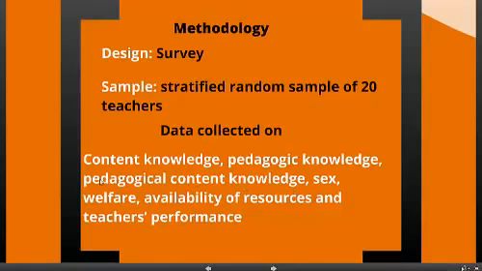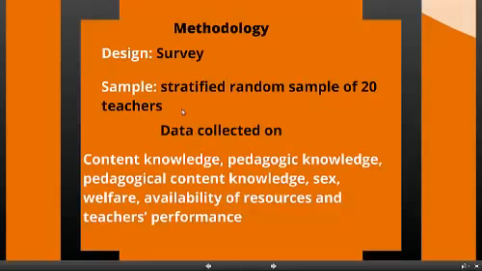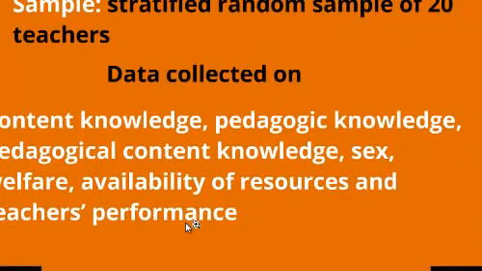It was a survey, and we had 20 teachers from a stratified random sample, and we collected data using a string of instruments on content knowledge, pedagogic content knowledge, sex, welfare, availability of resources, and teachers' performance. So we now have all this data to plug in into AMOS. So let's have a feel of the data. We've gone out there to the field to collect data on all of these variables, and we have entered the data in.